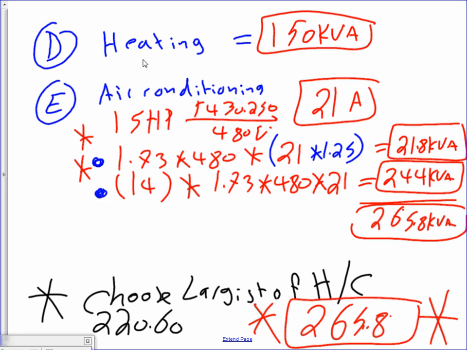Did we do any mistakes in the math? One more time. We take the first motor, guys, increase it 25%. All the other motors, leave them as is. Add them up. You get your 265.8 kVA. That's your load for the AC units. And choose the largest. I'm very clear, 265.8 kVA is more than 150 kVA, so you choose the largest.